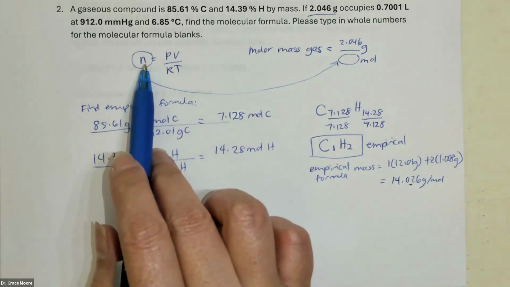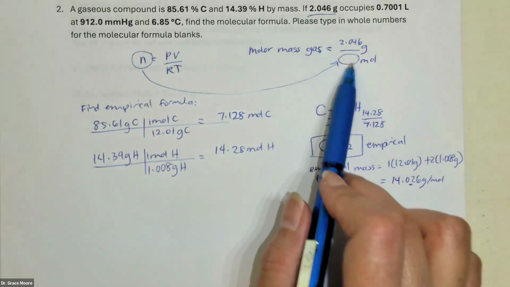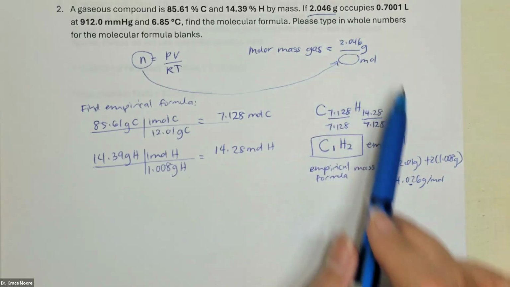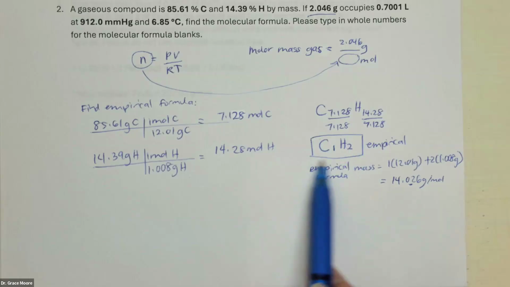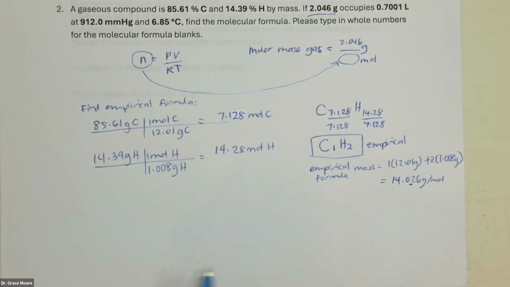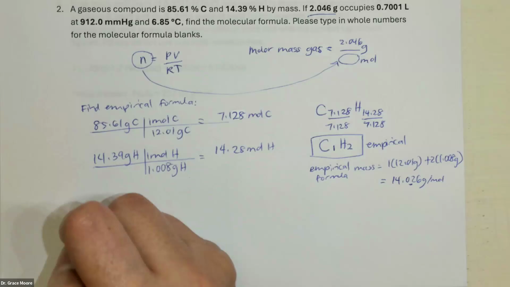And then we'll get our number of moles here, so we can get the molar mass, and we take the molar mass answer divided by 14.026 to get the factor of how many times we need to multiply CH2 by. So let's work on N.